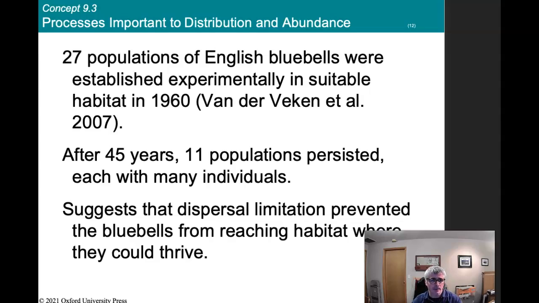This is a plant example: 27 populations of English bluebells were established in suitable habitat in experimental plots, and then 45 years later, 11 persisted, and those were very densely packed populations. And so this is suggesting that dispersal limitation prevented the bluebells from reaching those habitats where they could thrive, and those other 16 where the bluebells were planted and wound up dying were not successful. So even though these patches were relatively close, the plant just can't disperse that far. So it's dispersal limited in that case, not habitat limited, because it thrived in habitats that were nearby. It just hadn't been able to disperse over there.